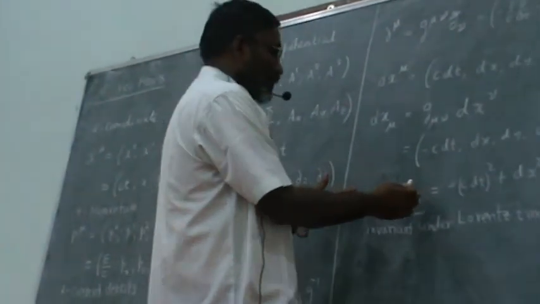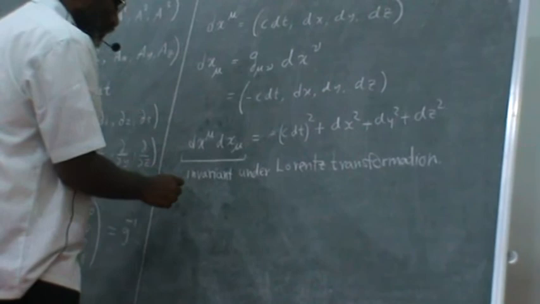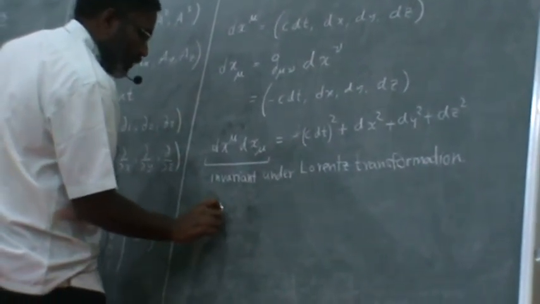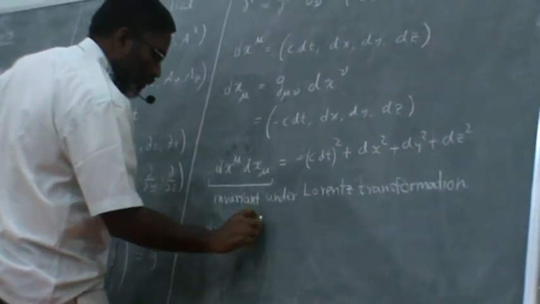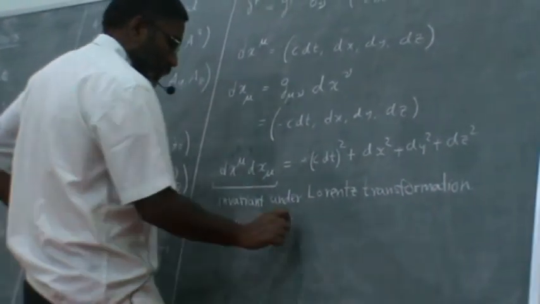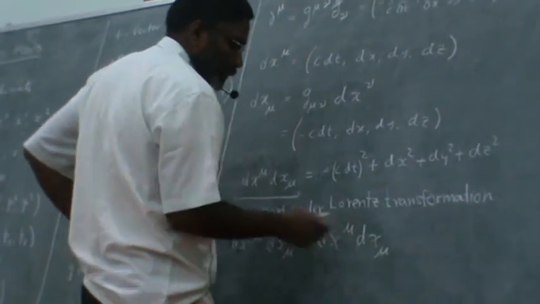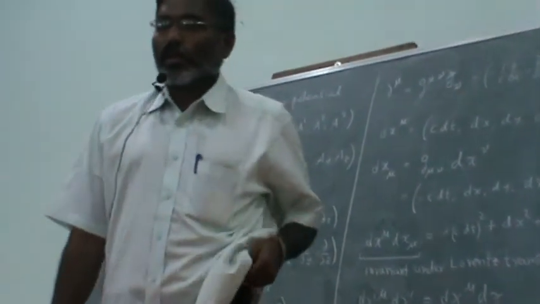In other words, if you have some equation which can be written in this form, it is form invariant under Lorentz transformation. This is actually invariant because this quantity will not change. Suppose you say that dx'_μ dx'^μ is the same as dx_μ dx^μ. There won't be any change. The x primes are the coordinates which you get from the Lorentz transform.